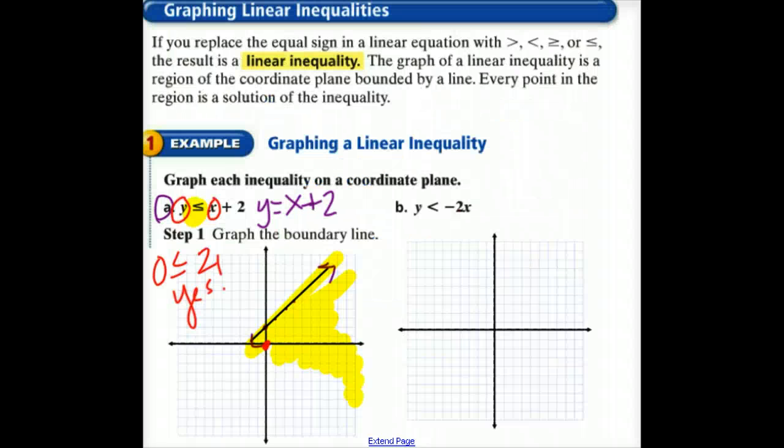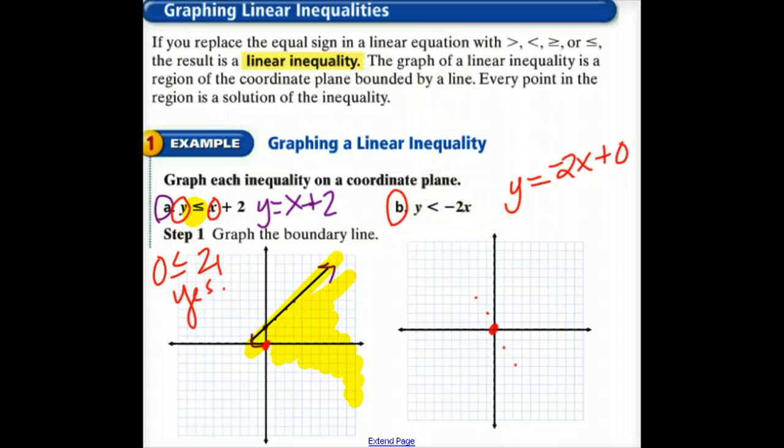All right, let's do another example. So let's look at B. y is less than negative 2x. I'm going to look at this as y equals negative 2x. I can graph that. The plus b is plus 0 since there's nothing there. So this one goes through the origin. My slope is negative 2, down 2 over 1, down 2 over 1. More points this way. I'm going to go up 2 over 1. And then I'm going to get an arrow.